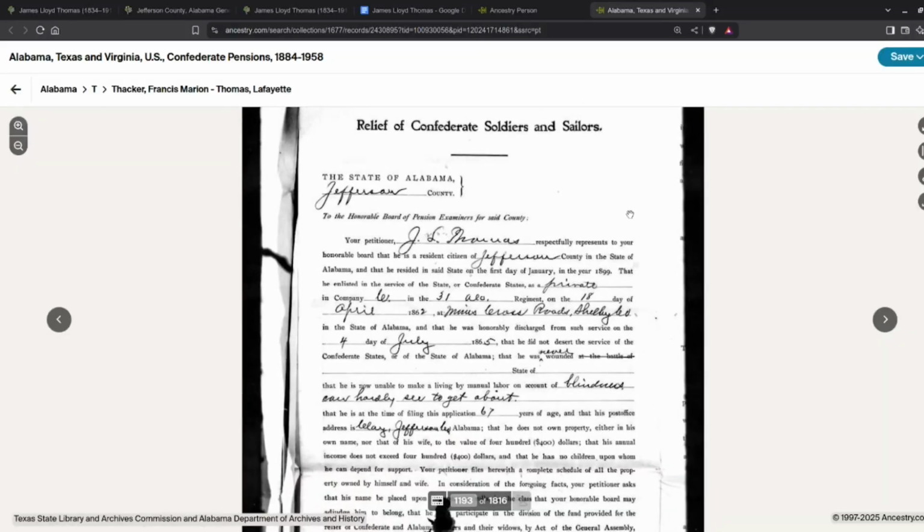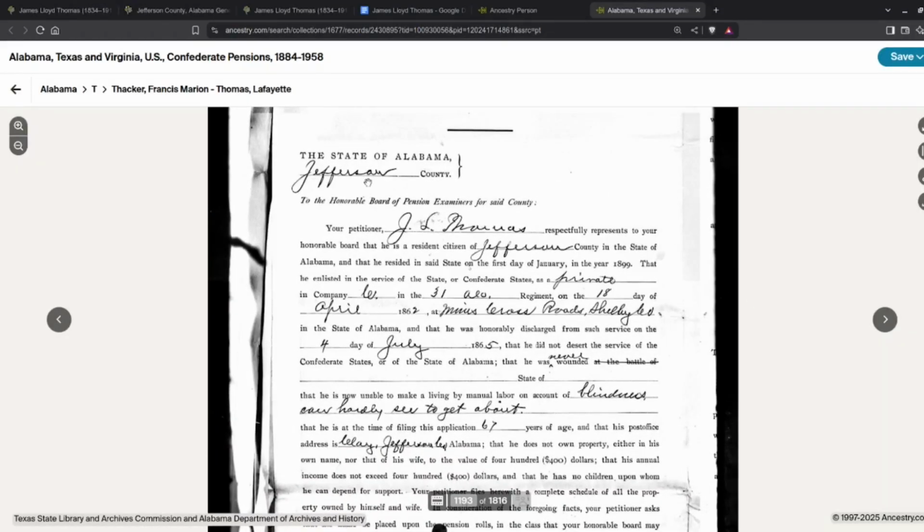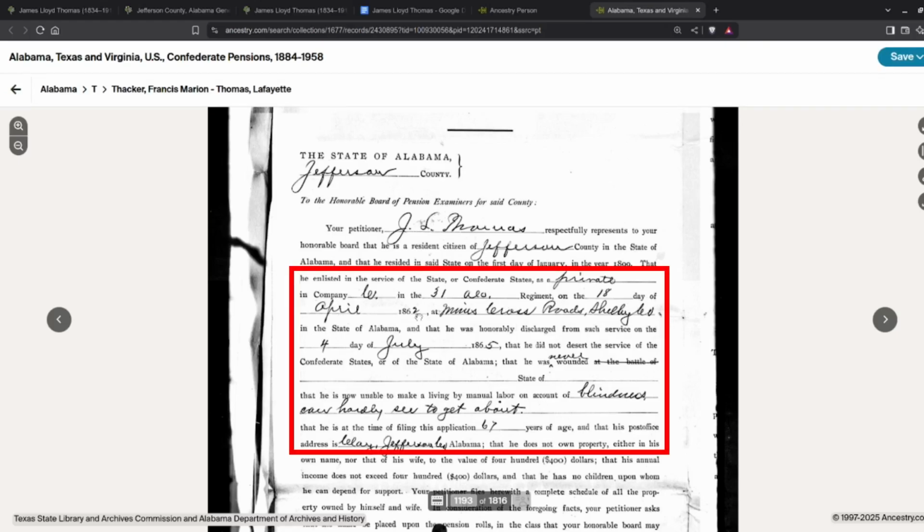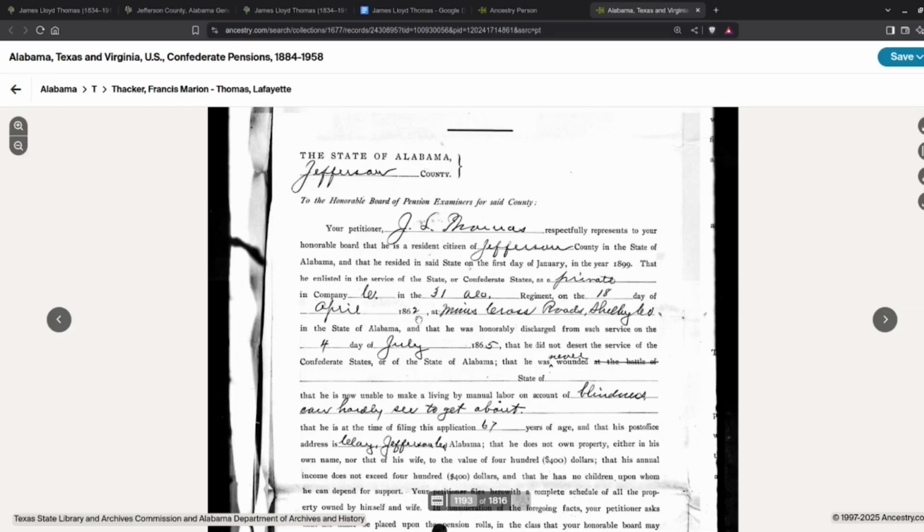All right, this is a part of the application here. So it says J.L. Thomas. He was enlisted as a private in Company C, the 31st Alabama Regiment, on the 18th day of April, 1862. This is important because we're going to look for his military packet, and we want to try to match up these details on the military packet so we identify the right person.